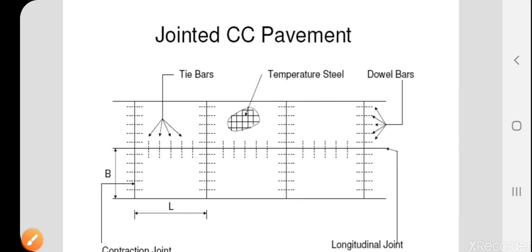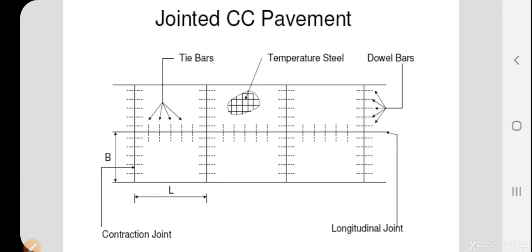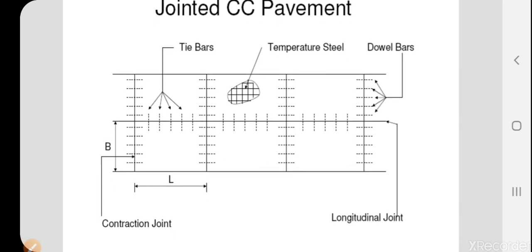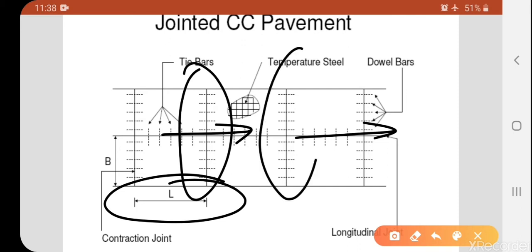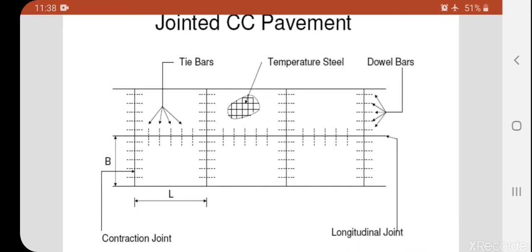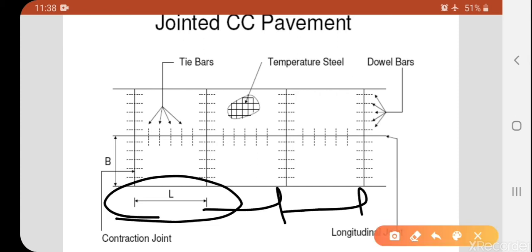Next, jointed CC pavements. In jointed CC pavements, the longitudinal bars are placed along the length of the road. But for a particular distance, that is L, there should be a contraction joint. Because of the varying temperature stresses, not only the steel, the whole concrete pavement will be subjected to expansion as well as contraction. To avoid that phenomenon, we should provide expansion joints or contraction joints at equal distances, L, equally spaced.